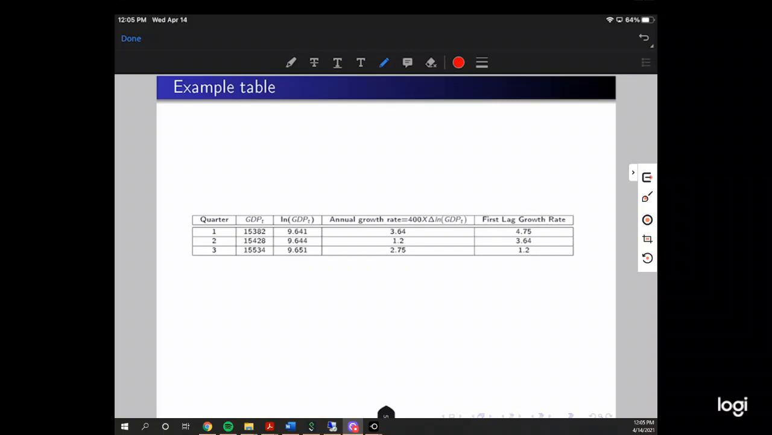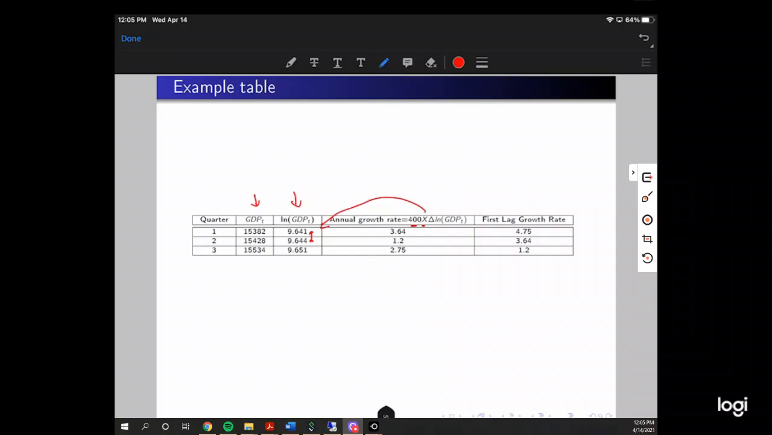An example table. Here we have 3 quarters. We have GDP in each quarter, and then we have the log GDP in each quarter. And then we have the annual growth rate, which is equal to 400 times the change in the log GDP. The change in the log GDP is just the difference in each of these subsequent values here.